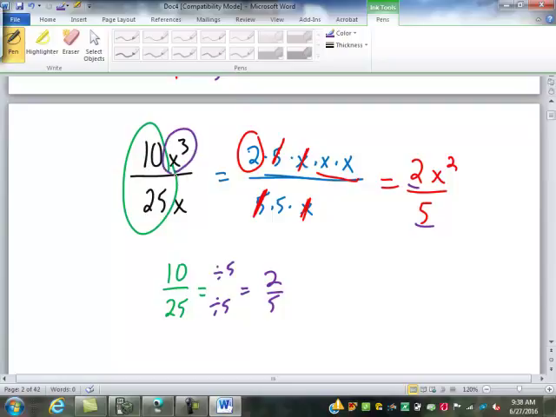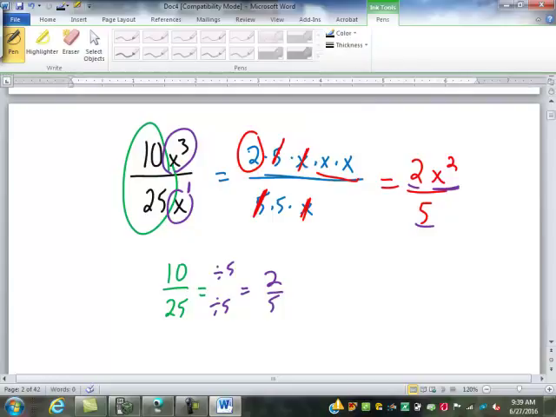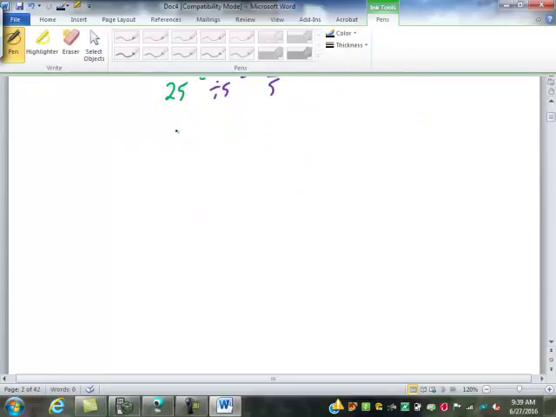Well, if we look here, we had x to the third and x. We ended up with x squared. Remember, this is really x to the 1. So what did we do with our powers? We subtracted. 3 minus 1 is 2, so we ended up with x squared. Now, that's not everything we need to know about working with the variables, but that's a start. This next example will show us maybe a little bit more.